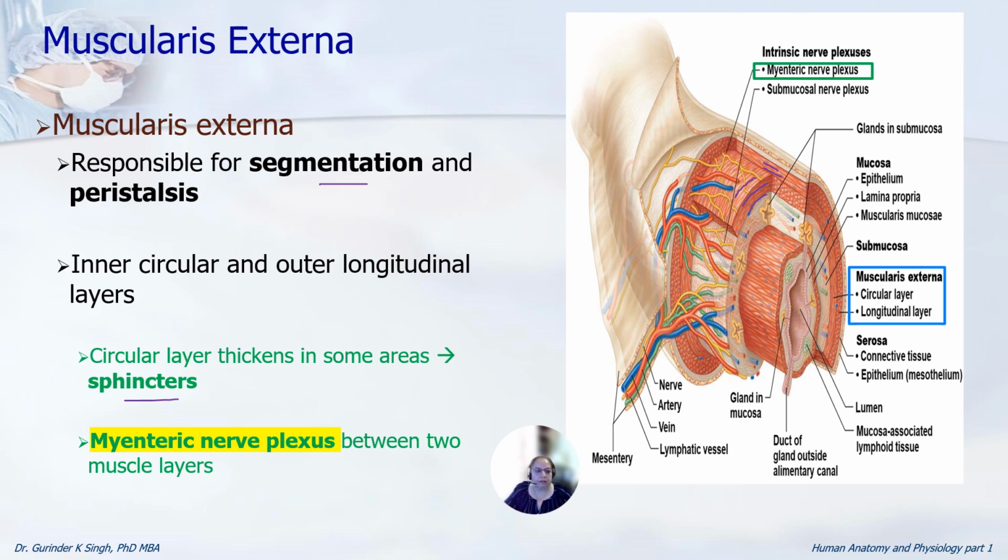Okay, and between these two layers we have lots and lots of nerves which form a plexus, and those nerves are known as the myenteric nerve plexus. Now pay attention to the spelling. It is not mesenteric. Okay, so it is myenteric. So know the difference.